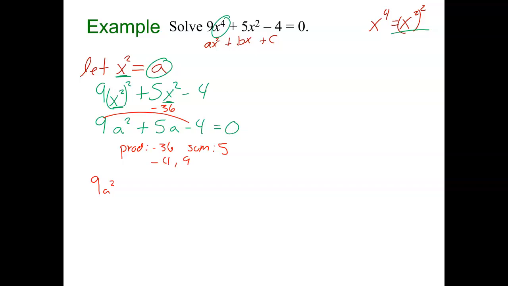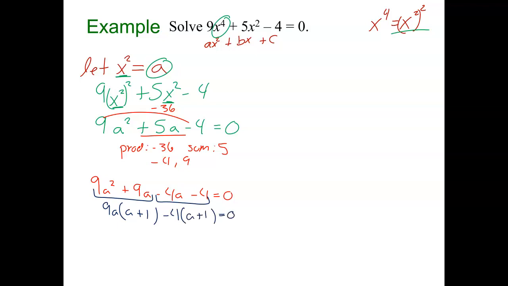So 9a squared, let's split 5a into 9a minus 4a. What am I going to factor out of my first grouping? Which leaves me with? Good. Second grouping? Leaving me with? Two factors are?